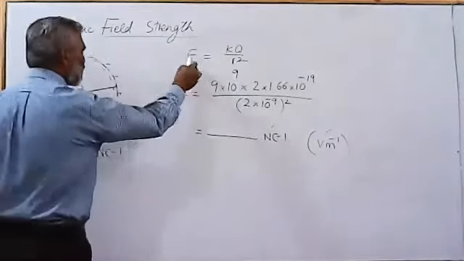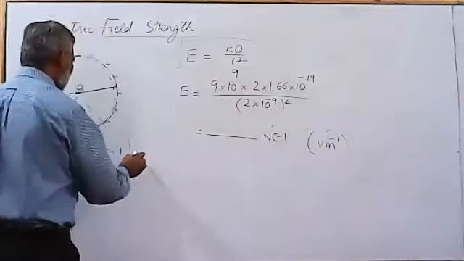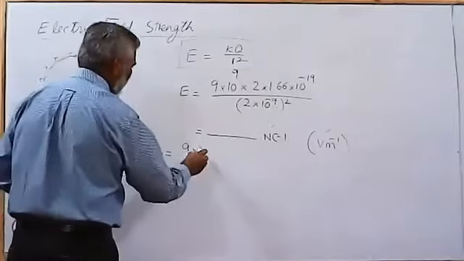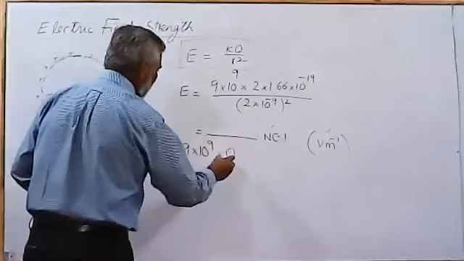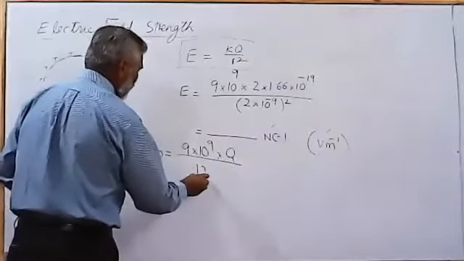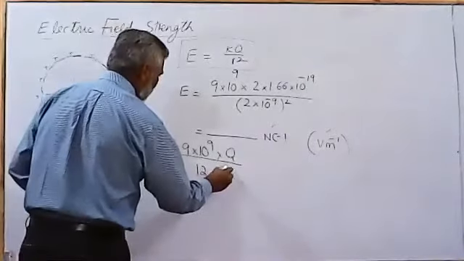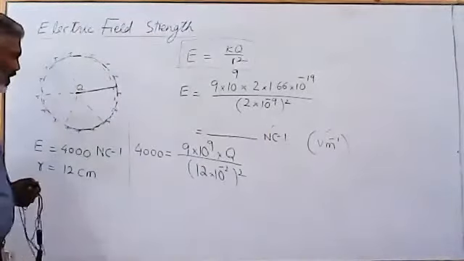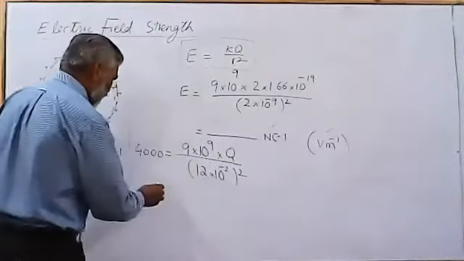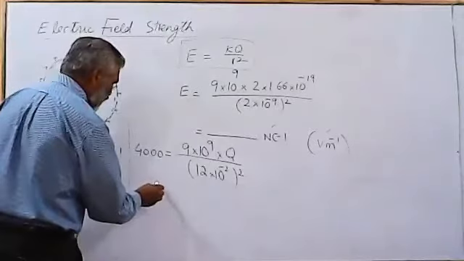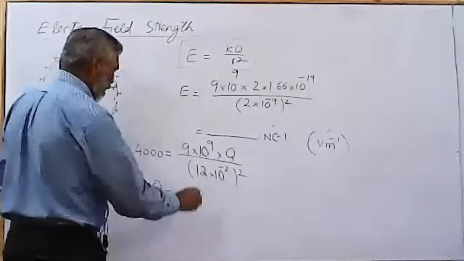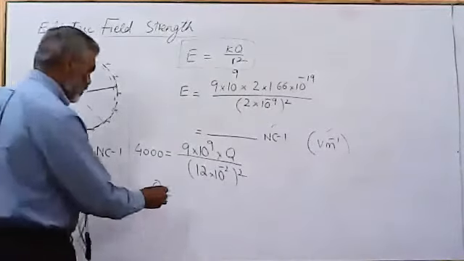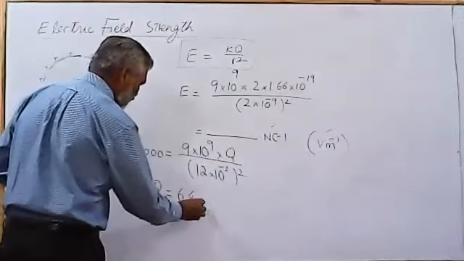So simply you use this expression with E equal to 4,000 equal to K, which is 9 into 10 to the power 9, Q over radius, 12 into 10 to the power minus 2, which is meter squared. When you simplify this all, of course a simple calculation with the help of a calculator, you see this Q comes out to be, I have done this calculation, 6.4 nano coulomb.